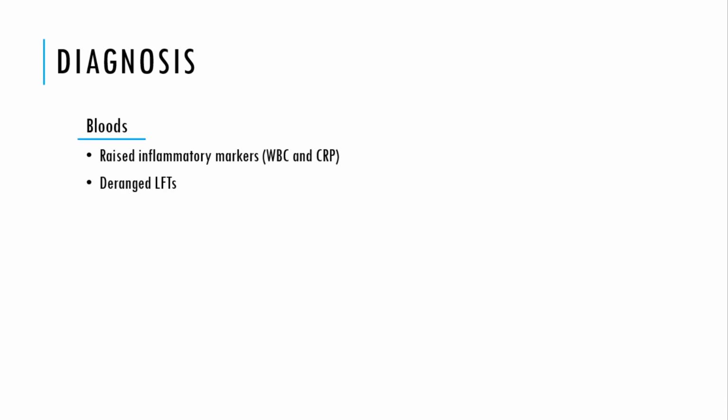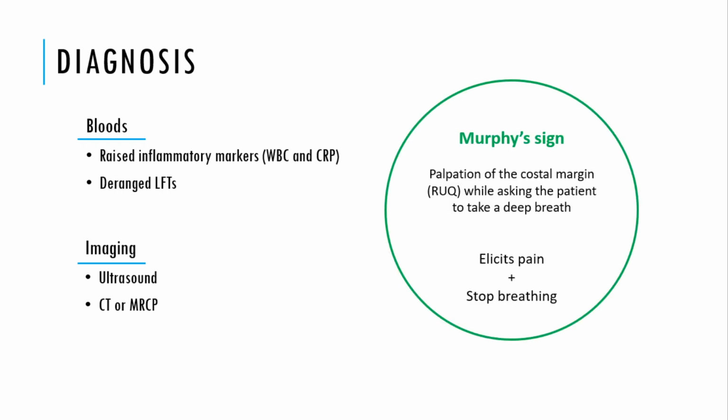For the diagnosis, usually you see raised inflammatory markers like white blood cells and CRP in regular blood tests. Quite commonly, you can see deranged liver function tests, and you can easily diagnose it on an ultrasound scan, or if the patient has straight away had a CT scan or an MRI scan from the A&E, that can give you valuable information. However, the easiest way to diagnose it is the clinical presentation and physical examination.